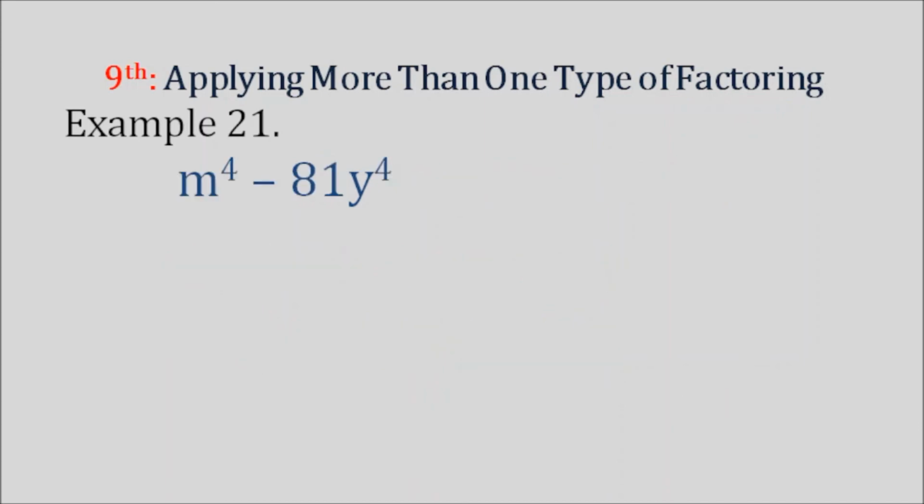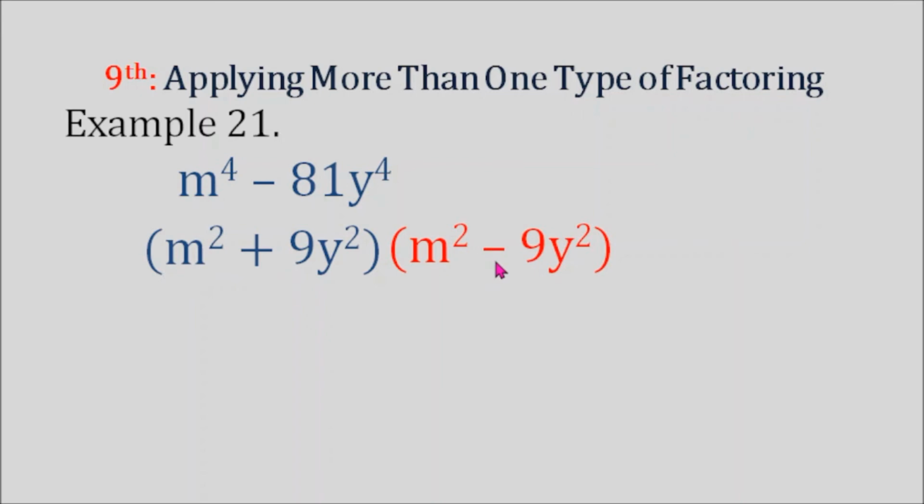Example number 21. Factor m to the power of 4 minus 81y to the power of 4. So this is the difference of two squares. So the factors are the quantity m squared plus 9y squared times the quantity m squared minus 9y squared. The second binomial factor m squared minus 9y squared can still be factored. It's the difference of two squares.